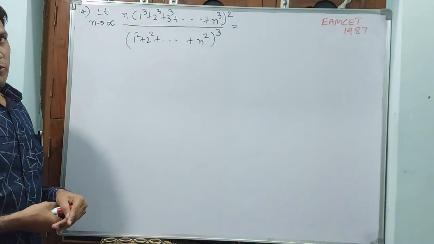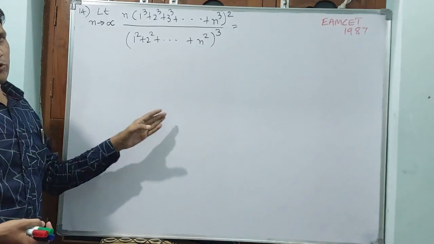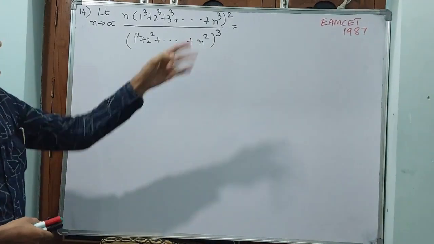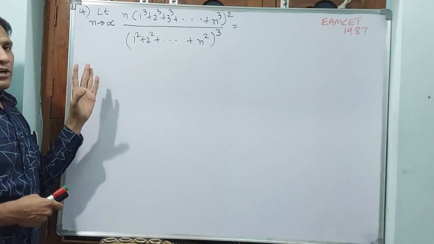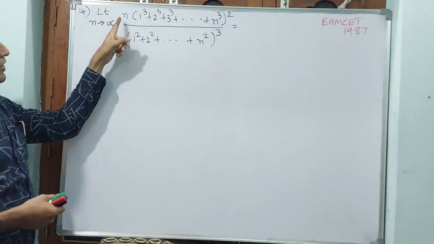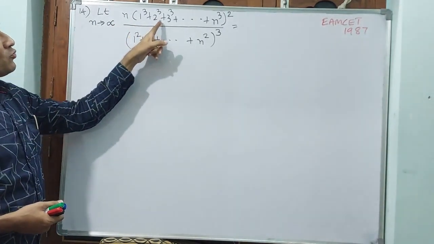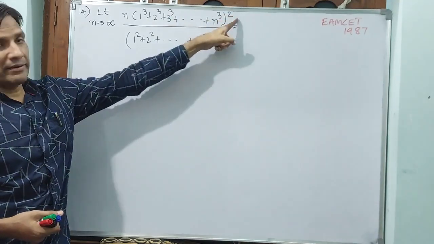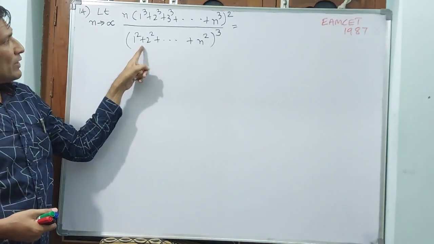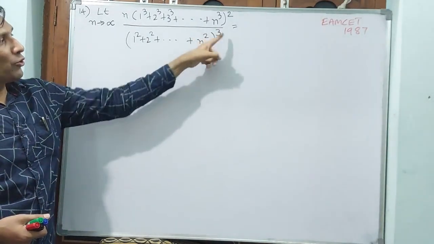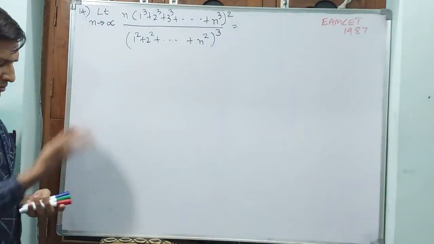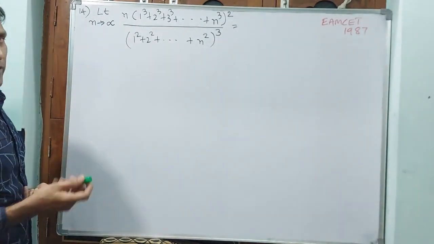See question number 14. This is also like the earlier question, but we have to get the answer 27 by 16. Even though it is an old question, for the sake of the model I have taken this question. Limit n tends to infinity, n into 1 cube plus 2 cube plus 3 cube up to n cube whole square. Don't forget the whole square is also there. Divided by 1 square plus 2 square plus up to n square whole cube. This formula we know. Let us proceed according to the formula.